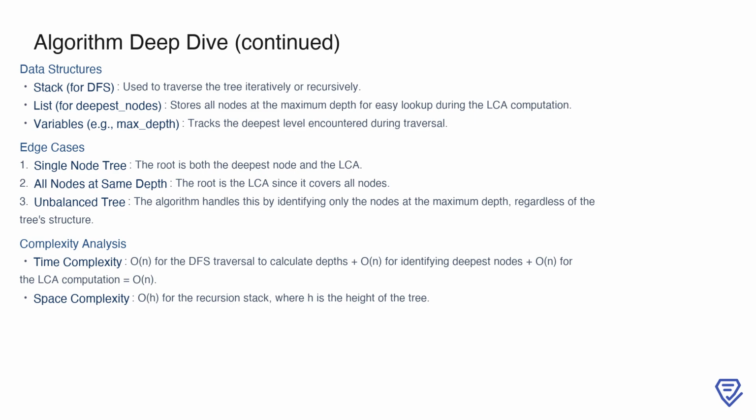When considering edge cases, the algorithm handles all scenarios robustly. In a single node tree, the root itself is both the deepest node and the LCA. If all nodes in the tree are at the same depth, the LCA is the root since it covers the entire tree. For unbalanced trees, the algorithm effectively identifies only the nodes at the maximum depth, regardless of the tree's structure.